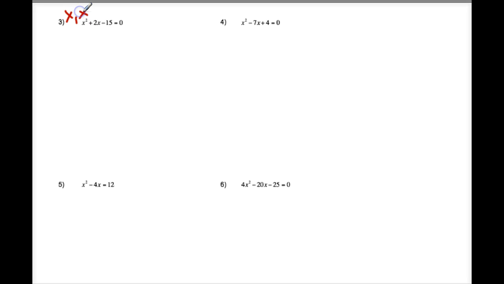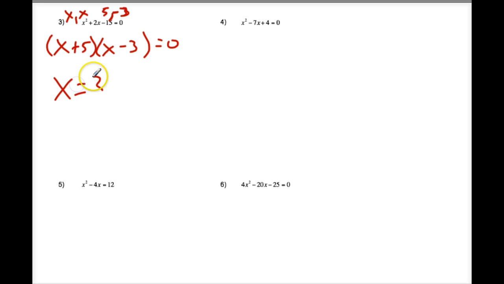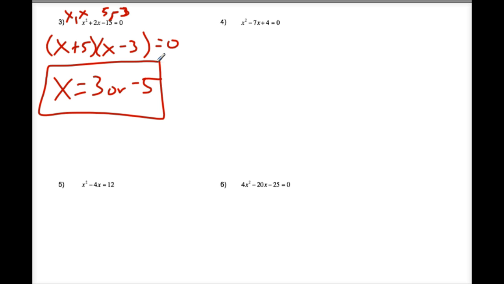X squared becomes x and x. Can somebody come up with factors of negative 15 that make 2? 5 and negative 3. Good job with your signs, Al. So, watch this. X plus 5, x minus 3 equals 0. X equals 3 or negative 5. Boom! Factoring is so fast. It's ridiculous.